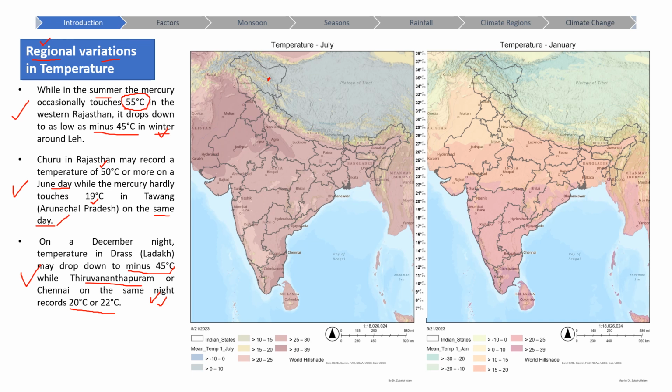Actually, this is the temperature which is showing 30 to 39. You might be thinking, why am I talking about 55? Because this can occasionally touch it. And this map shows the mean annual temperature of July. This is the mean annual temperature of January. So this is the difference you can see.